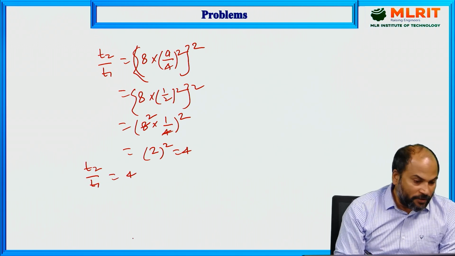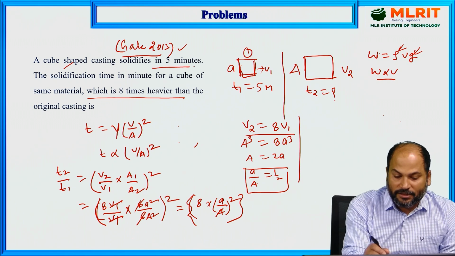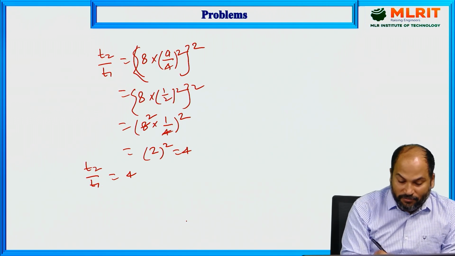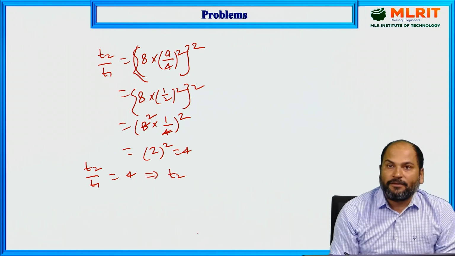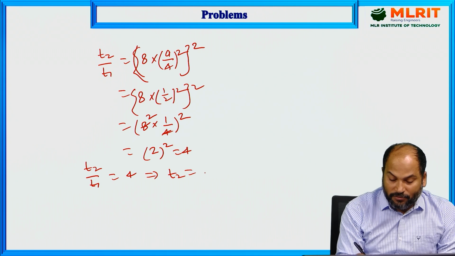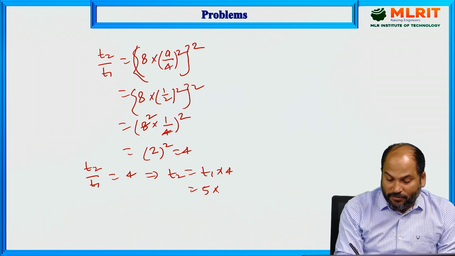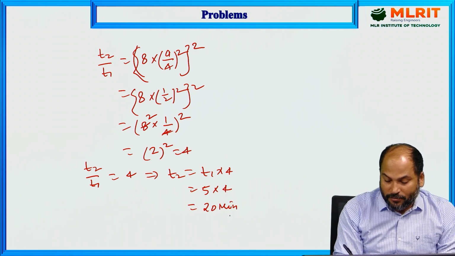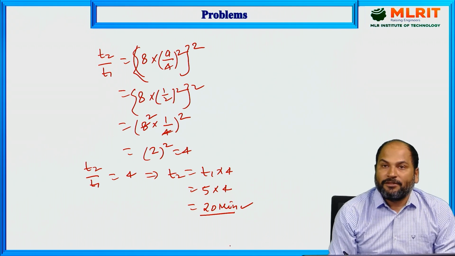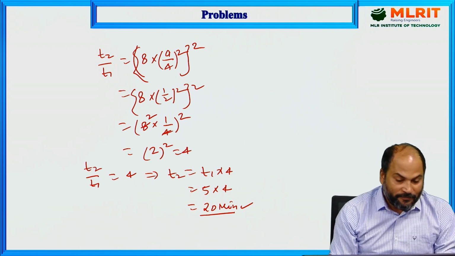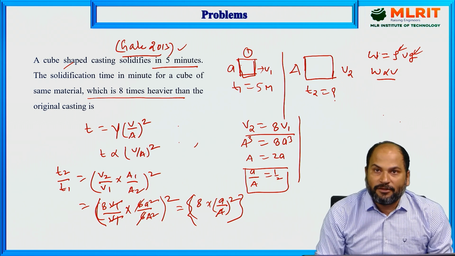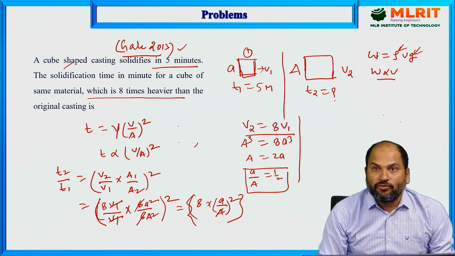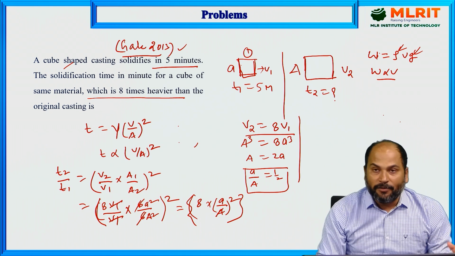T1 is given in the problem: the first casting takes 5 minutes. So T2, the time taken for casting 2, will be equal to T1 into 4, and T1 is 5. So 5 into 4 is 20 minutes. This will be the answer. So the second casting, which is 8 times heavier than the first one, will take 4 times more time to solidify compared with the first one.